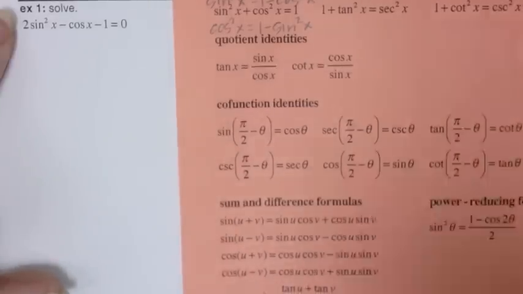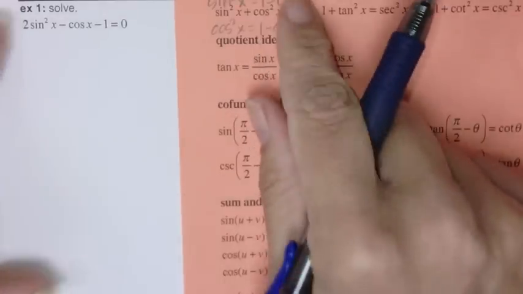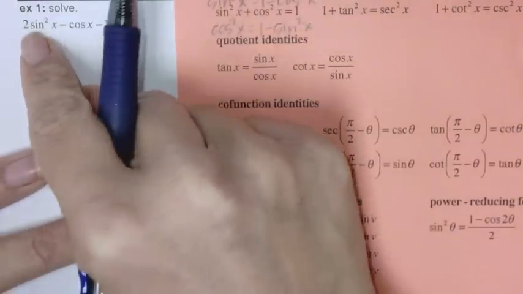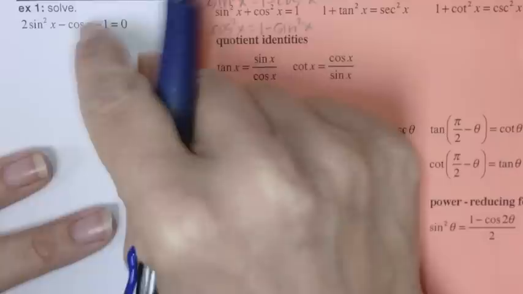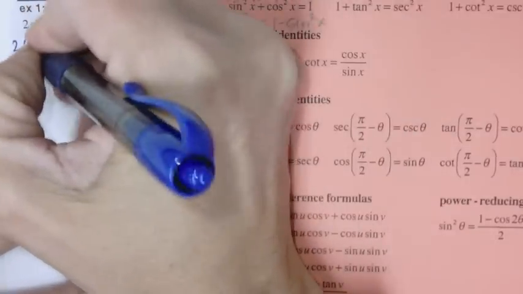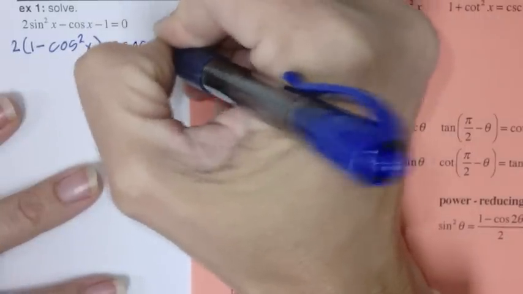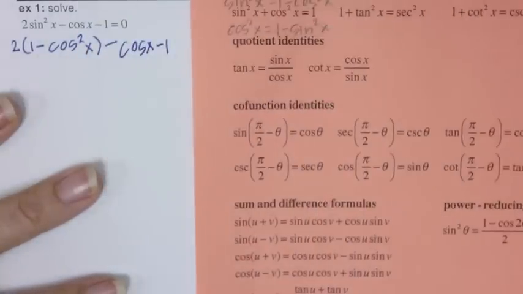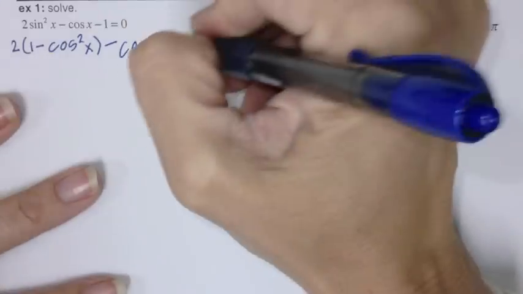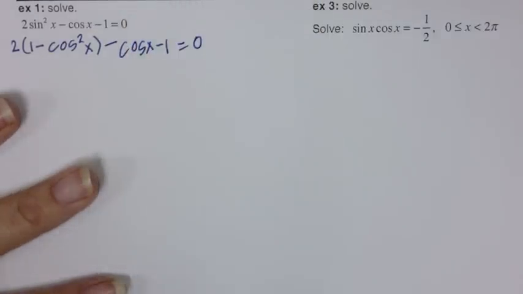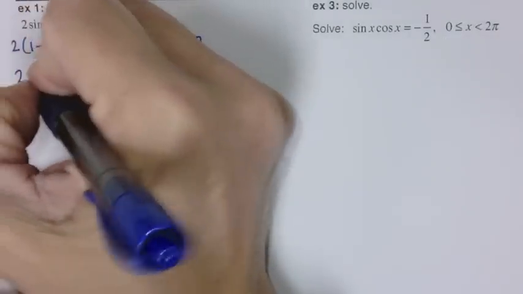So what I'm going to do is use one of my Pythagorean identities to change sine squared x, and again I'm changing sine squared x because I can't change cosine x. So 2 times 1 minus, so that's the only difference in this problem than what we did yesterday. So I'm just going to work through the problem real quick, and I'll chime in here and there, but it's pretty straightforward. You got to distribute.